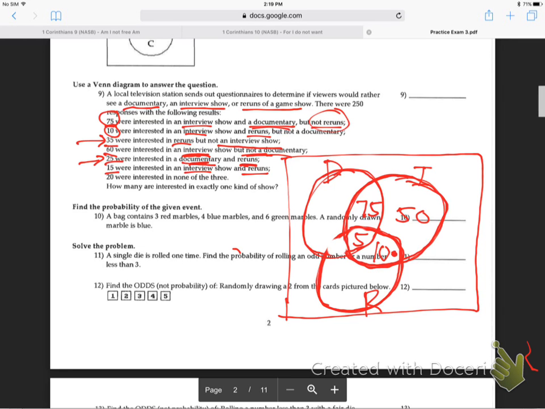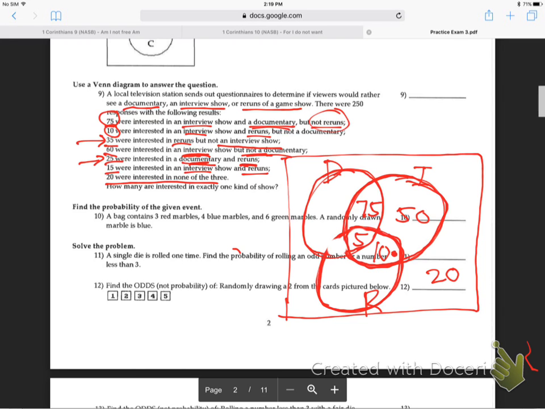These two sections together are both in the I circle and the R circle. They total 15. I already had 10, so the other one's 5. Does that make sense? 20 don't like anything, so they're outside. Good. 20 is out there.